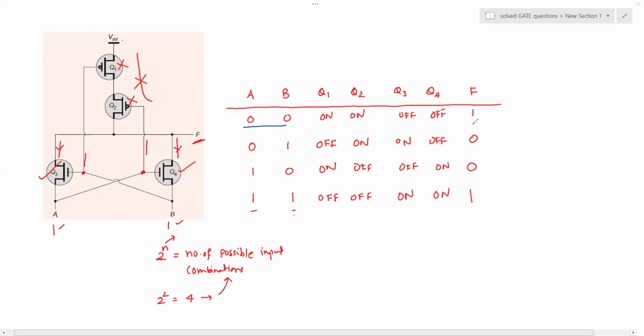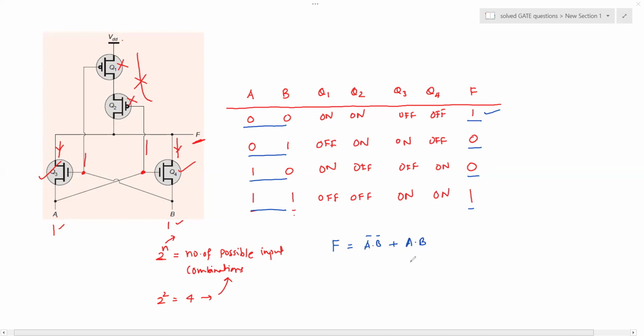Now it's time to understand what the logic level is here. For 0, 0, output is 1. For 0, 1, output is 0. For 1, 0, output is 0. And for 1, 1, output is 1. So if we see the Boolean expression for this, F can be written as A bar B bar, or A and B.